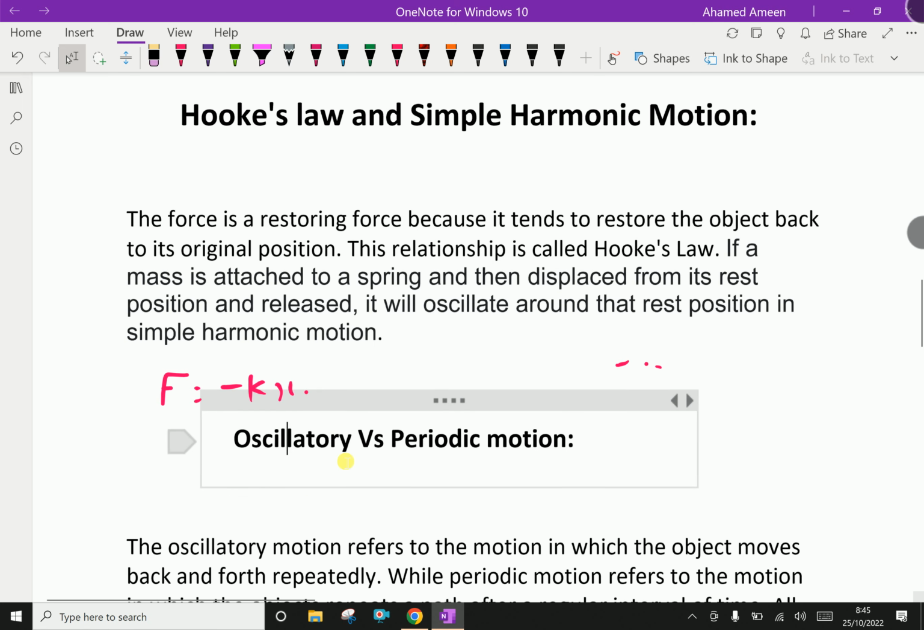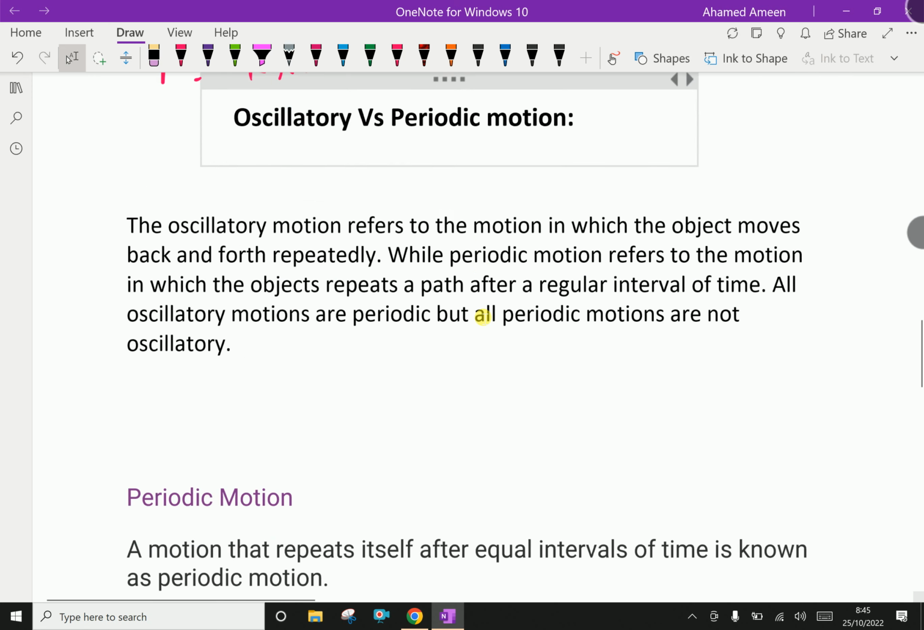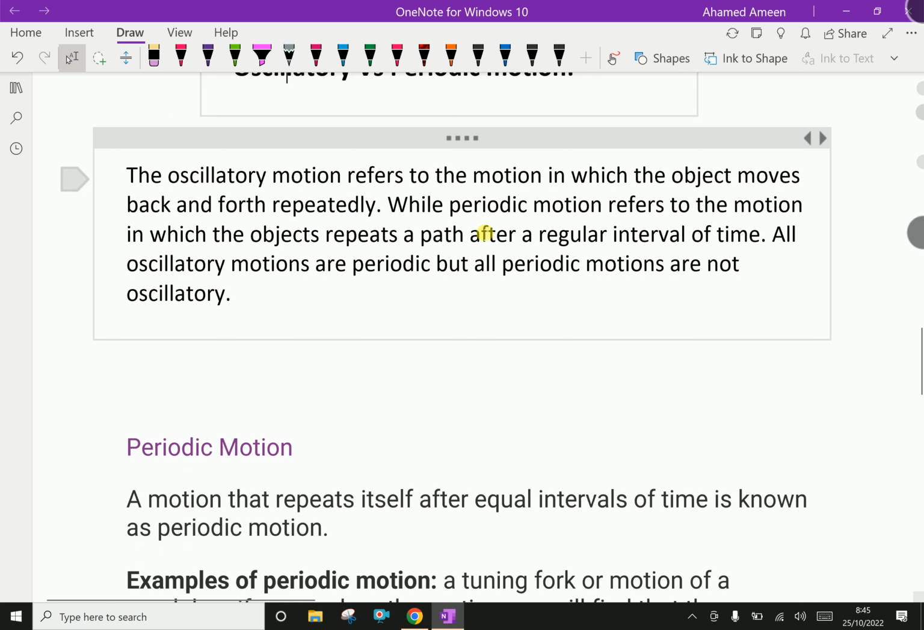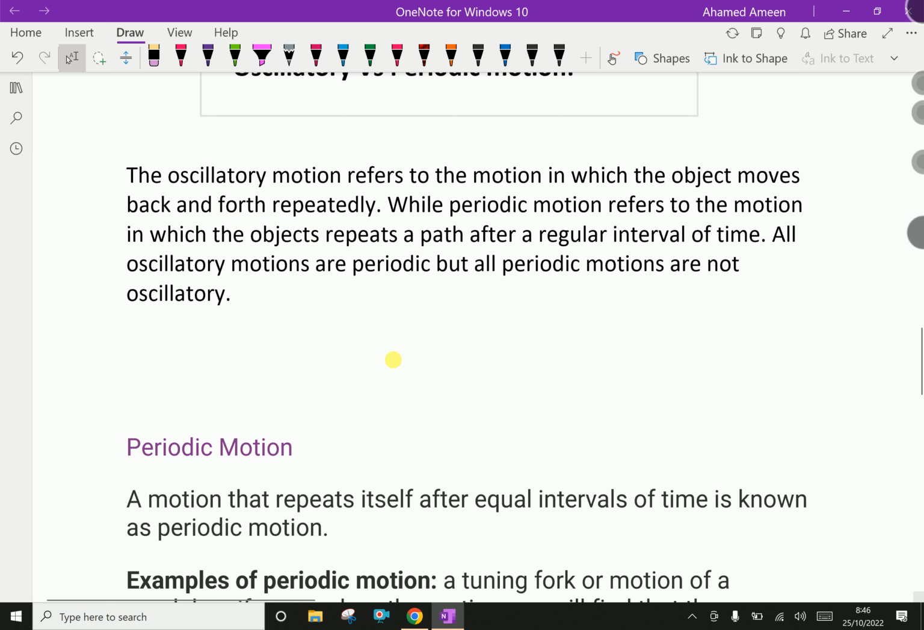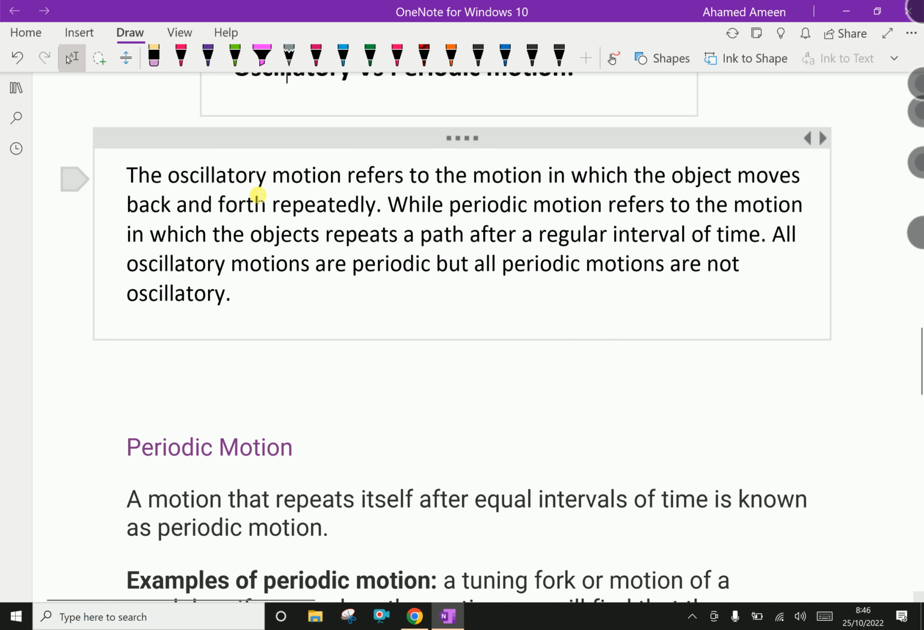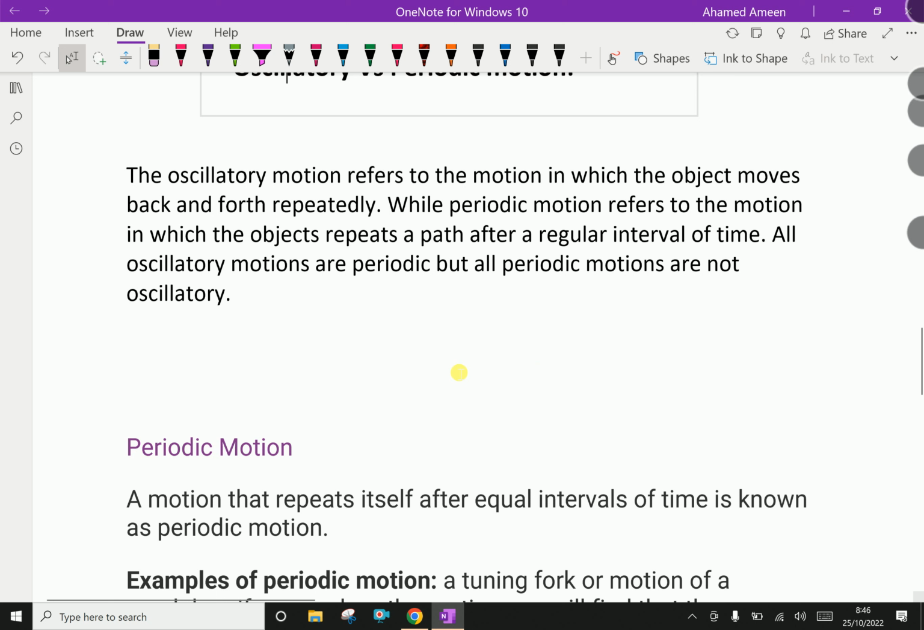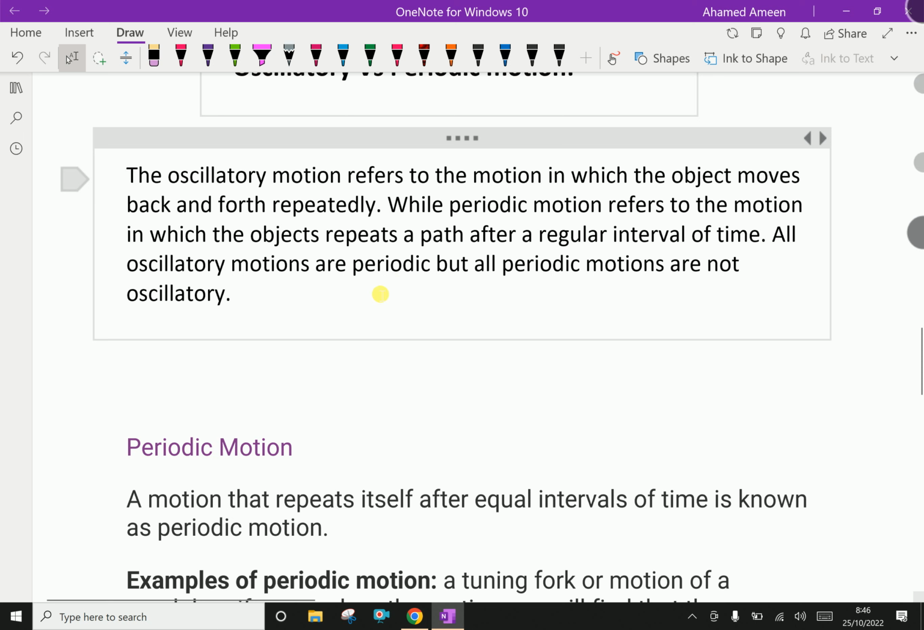Next, we can discuss oscillatory versus periodic motion. The oscillatory motion refers to the motion in which the object moves back and forth repeatedly. Suppose a pendulum oscillates on both sides of the mean position; that is called oscillatory motion. While periodic motion refers to the motion in which the object repeats a path after regular intervals of time. That is, in a regular interval of time, it repeats the same path. All oscillatory motions are periodic, but all periodic motions are not oscillatory.